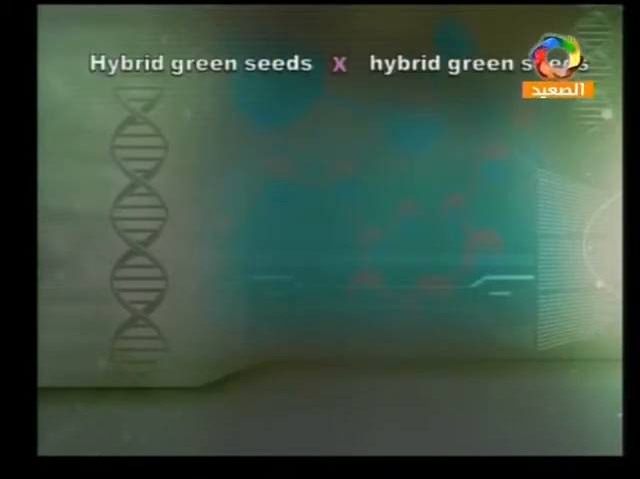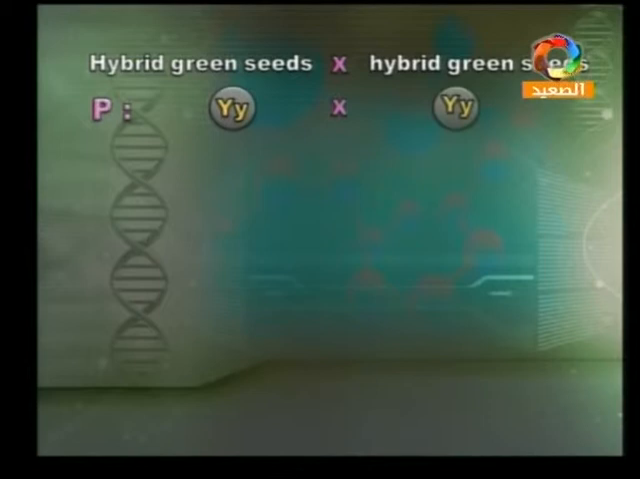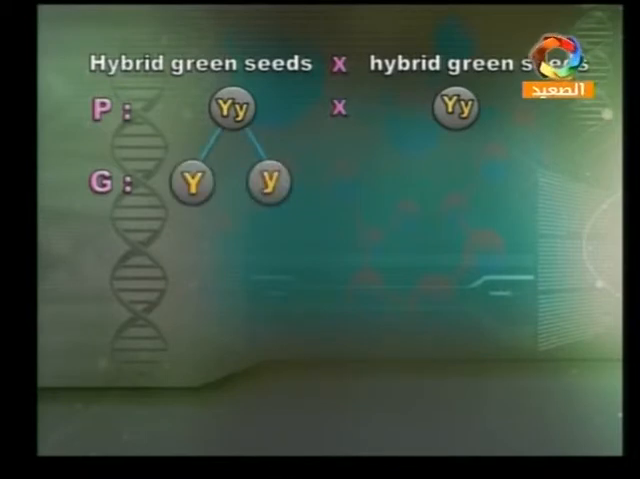So the second one: directly we get the first generation hybrid green seeds also cross hybrid green seeds. So the general genotype of the parents will be, as you see, y capital y small crossed with y capital y small. We start with the first generation, completed as the gametes. We have the separation of each one of them into y capital, and the other one is y small.